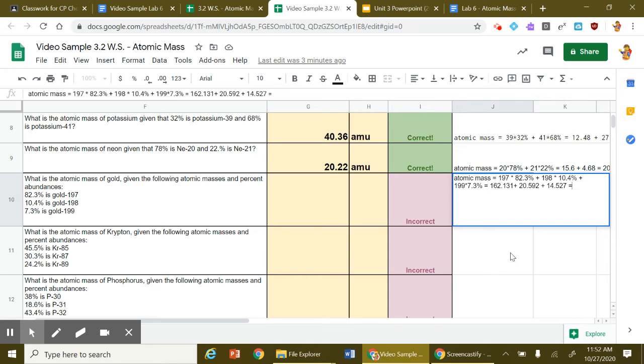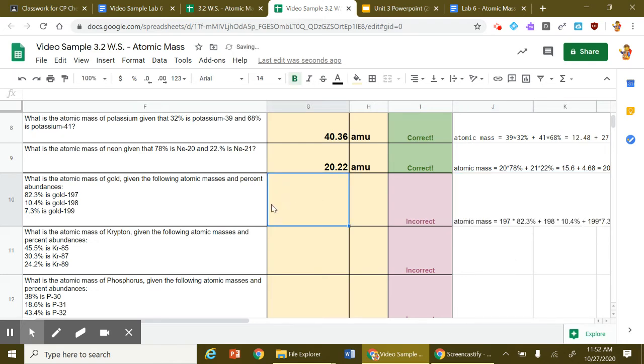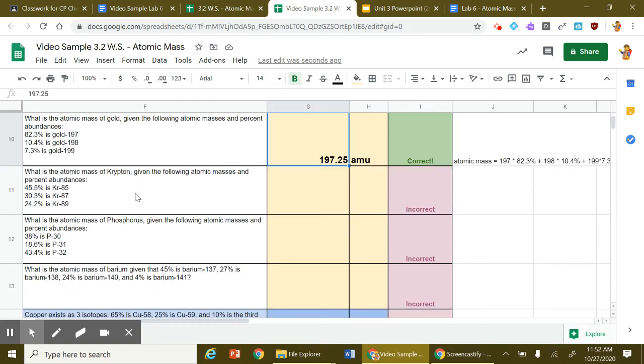162.131 plus 20.592, okay, plus 14.527, we get an atomic mass of 197.25. All right. Let's see if it's correct. Yes, AMU. Once again, our number was between 197 and 199, and it was closest to 197 because we had the highest percentage of 197.